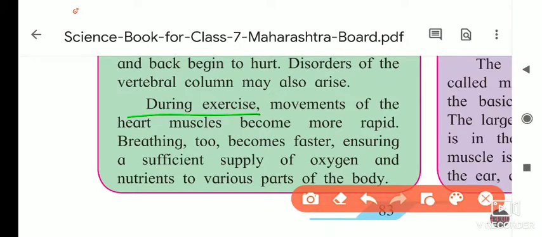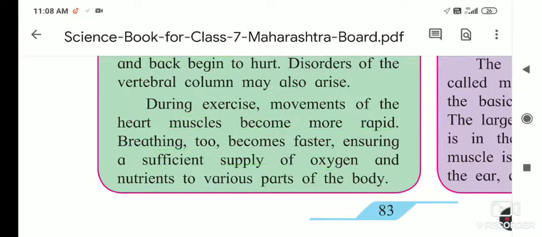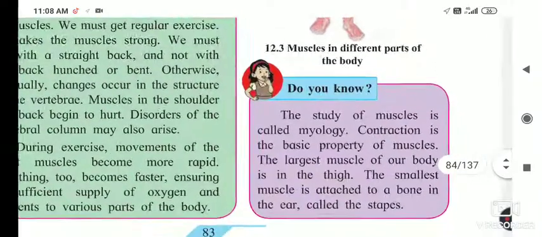During exercise, whenever you are exercising, the movements of the heart muscle become more rapid. The heart beats very fast. Breathing too becomes faster, ensuring that sufficient oxygen is supplied. And due to this what happens? The muscles and the heart require more oxygen for that purpose, and due to this what happens? The nutrients of various parts of the body are being used, and so we have to do regular exercise.